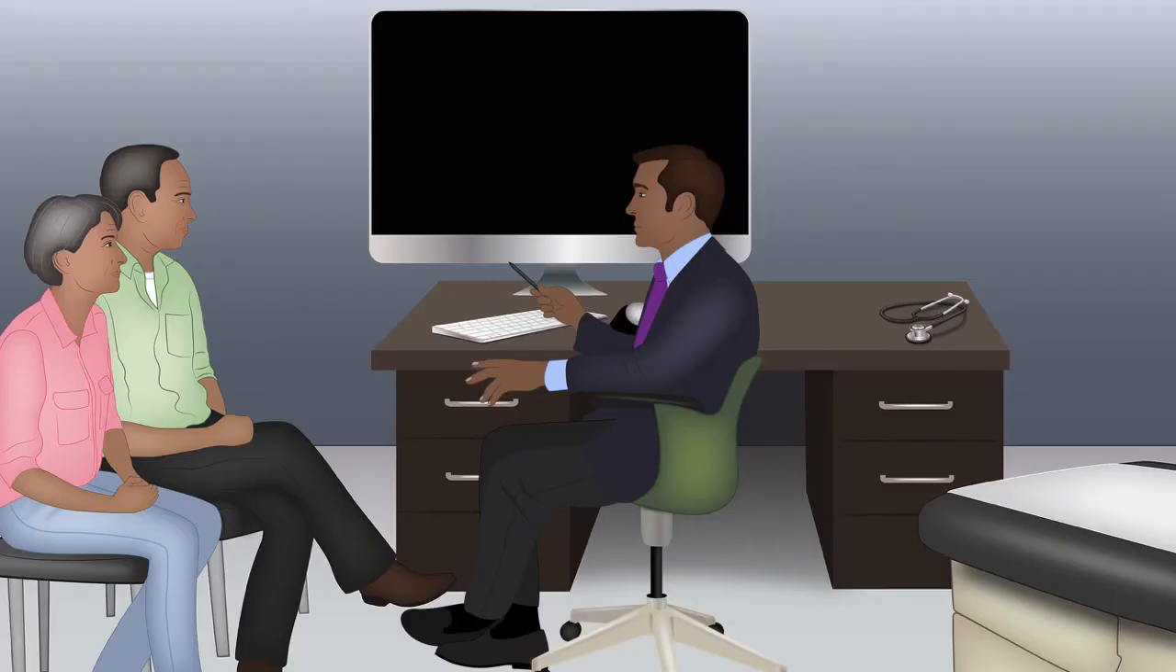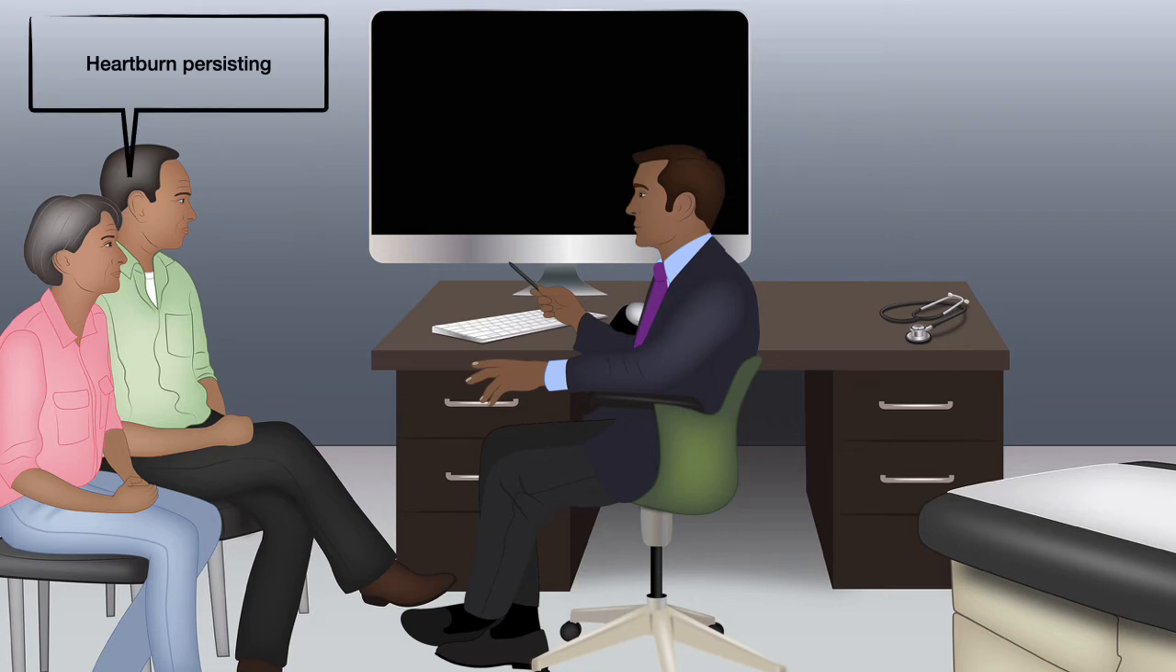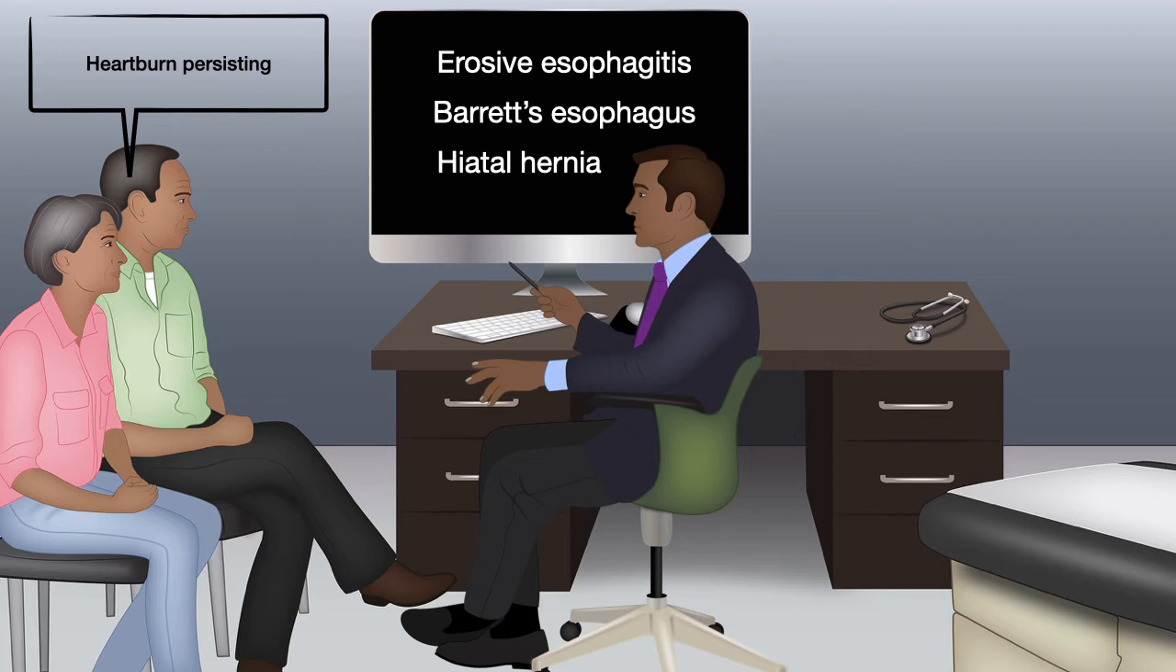So here is a couple. The husband has been having heartburn. He has taken omeprazole for a few weeks, but the heartburn has been persisting. In this case, you perform an EGD, and when you go into the esophagus, you're looking whether there is damage or not, that is erosive esophagitis, whether there is precancerous lining of the esophagus or not, that is Barrett's esophagus, and whether the patient has a defective mechanism that predisposes to free reflux, that is a hiatal hernia or not.